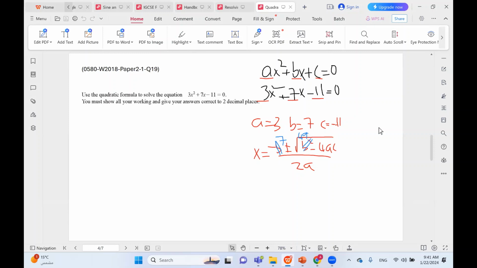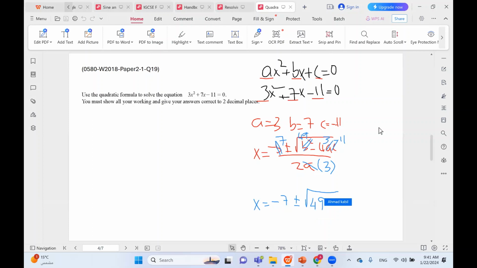And then I cross the a and I write 3. I cross the c and I write negative 11. And I cross this a here and I write 3 as well, and then I simplify. So x is equal to negative 7 plus minus root of 49.